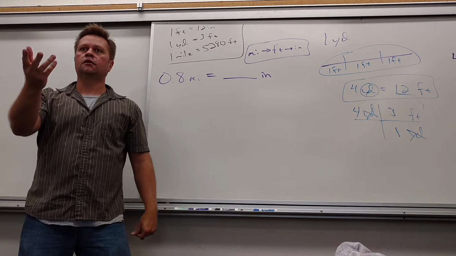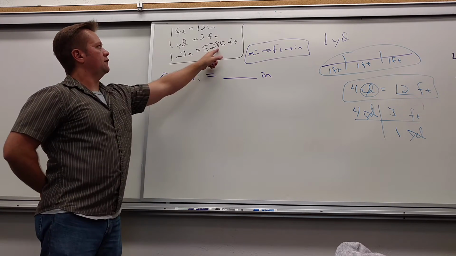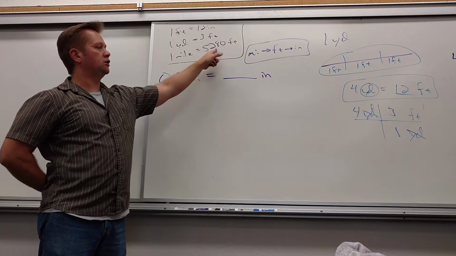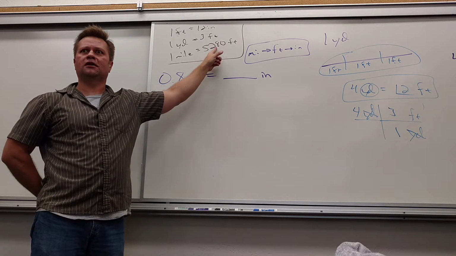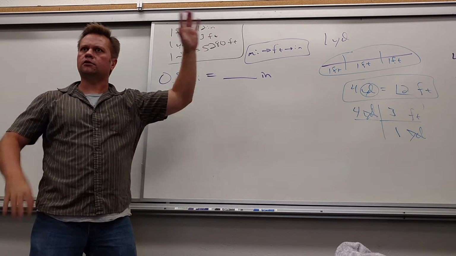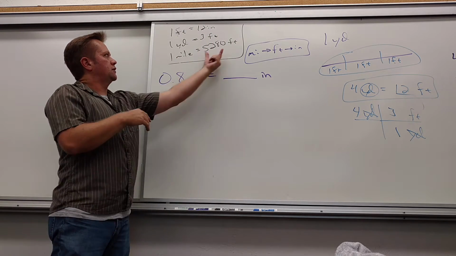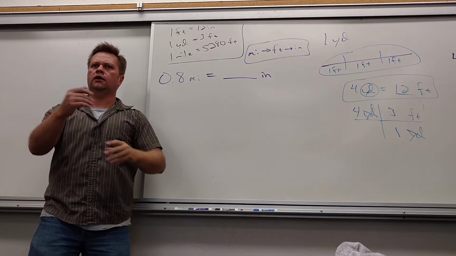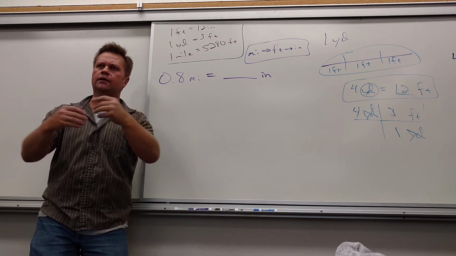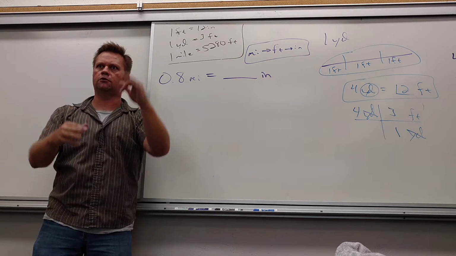That's all right. If 1 mile is 5280 feet, half a mile would be 2640 feet. Do you understand? So 0.8 miles is going to be a little less than 5,280 feet. 4,000 and change. And again, you can use your calculator for this. We're past the point where I'm going to make you show me the decimal multiplication.